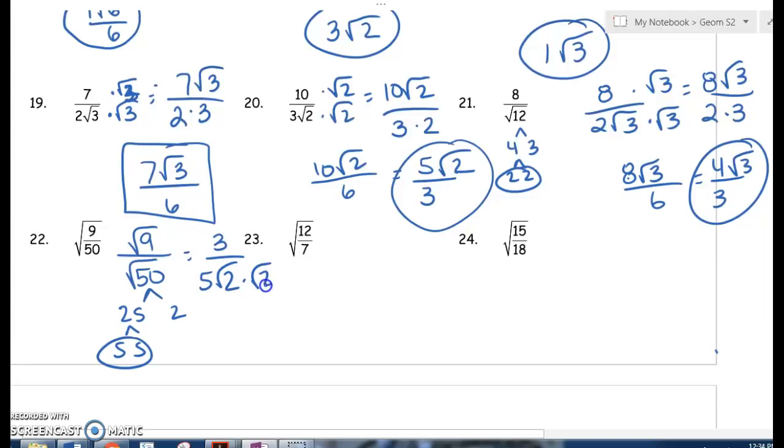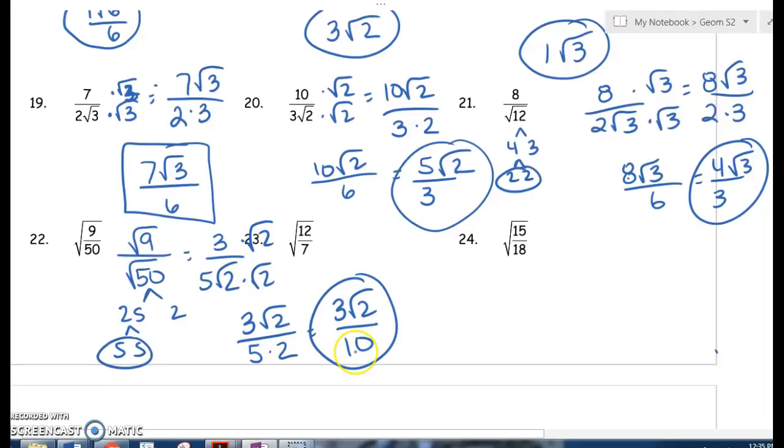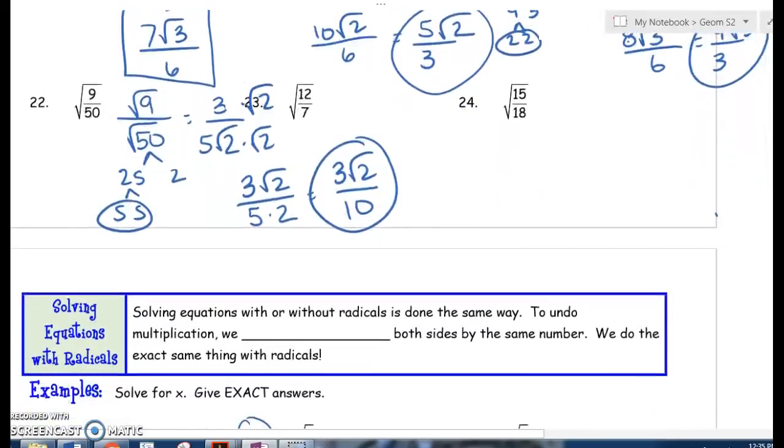And then after that, we can multiply the top and bottom by root 2. You get 3 root 2 on top. Root 2 times root 2 is 2, and there's still a 5 there. So on the bottom you end up with 10, and on the top you have 3 root 2. If you could reduce 3 over 10, you would, but we can't really do anything with that. All right, we're going to skip those two.